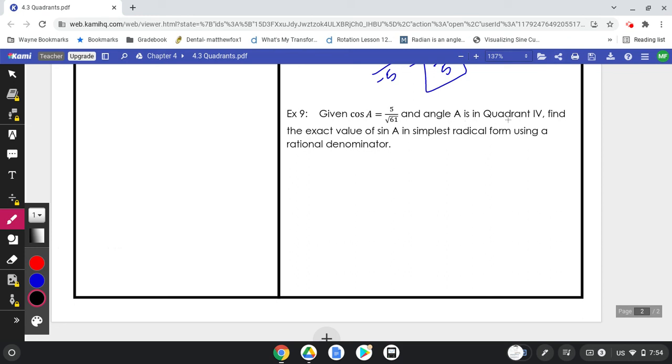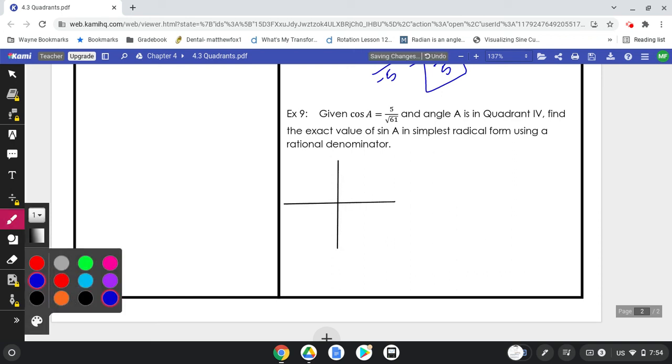Angle A is in quadrant 4. So if we draw our axes, and once again, we know that this is down here in quadrant 4. So if I put A right there, it's the same as the theta. Everything will be exactly the same.